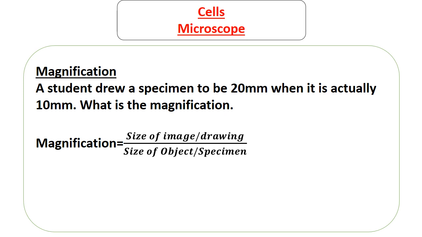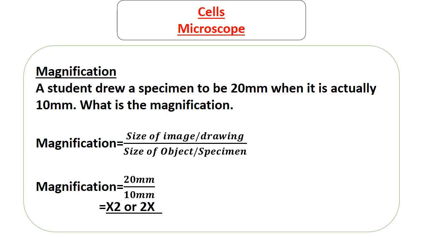So we can use these two values. So we're going to have magnification equal to 20 millimeters over 10 millimeters. When we divide, we'll get 2. 20 millimeters divided by 10 millimeters is 2. And our magnification will be by 2 or 2 by.